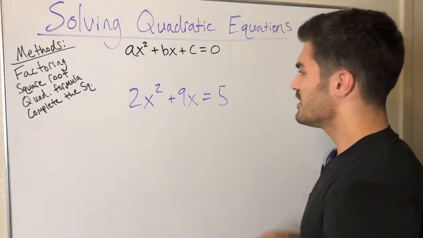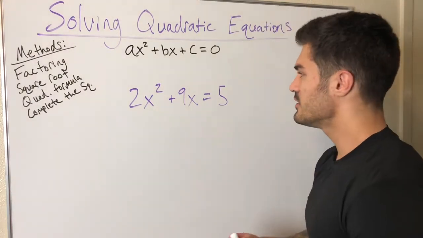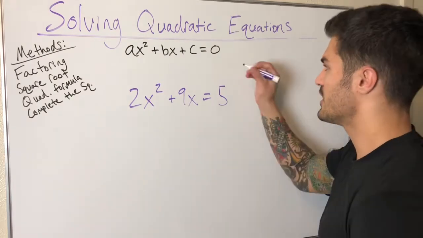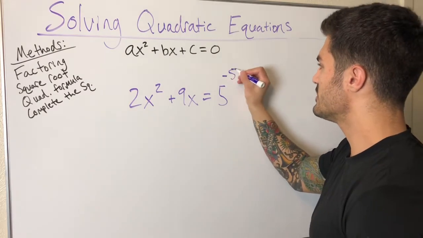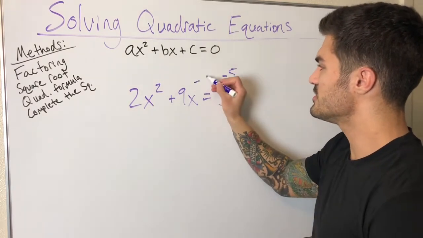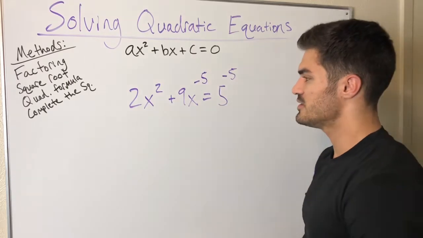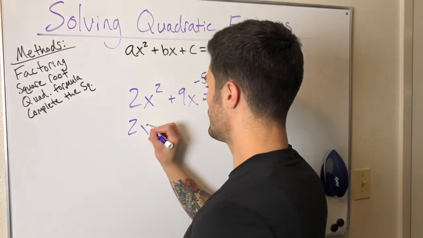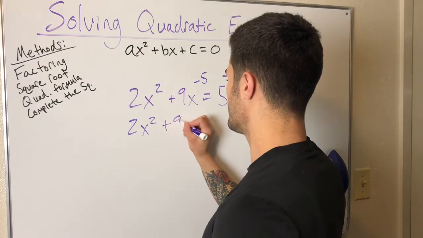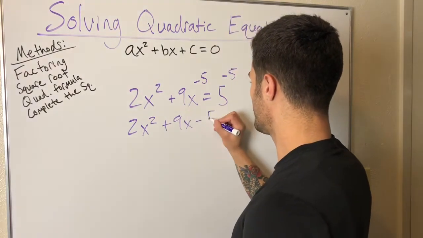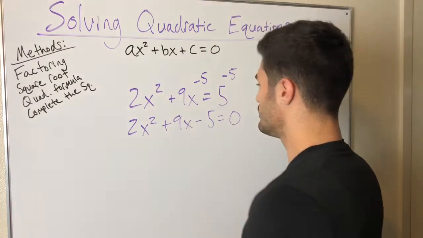So again, I'm setting up 0 on one side, so I'm going to subtract 5 from both sides. Minus 5 to this side, that gets rid of the 5 and gets me the 0 there. Minus 5 to this side. So I'm left with 2x squared plus 9x minus 5 equals 0.